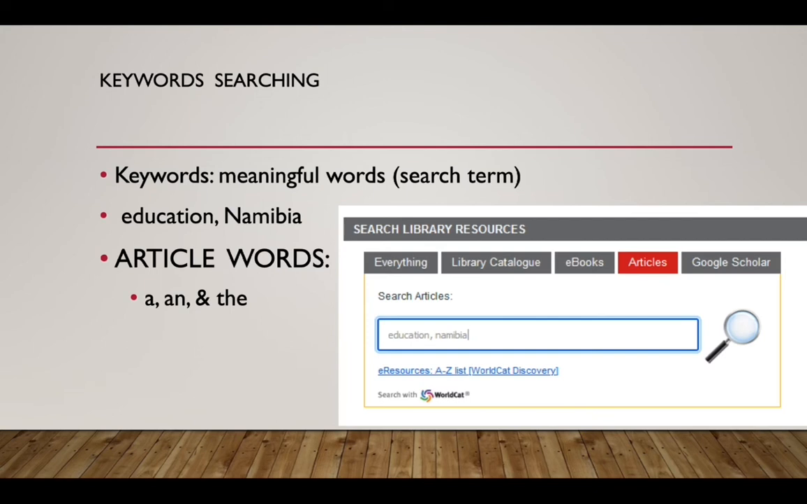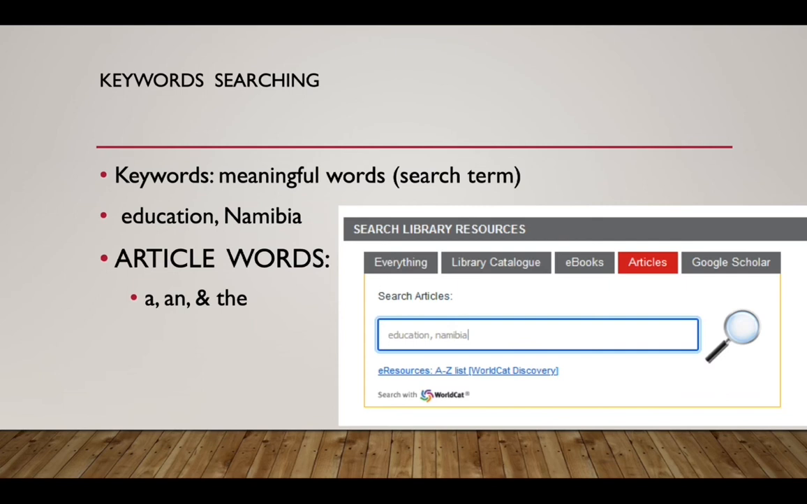A keyword is simply meaningful words which make up your search term. Now, let's say we're looking for information on education in Namibia. The keywords here will be education and Namibia. Looking at our library catalog search box here, look how I have entered these two keywords. I have separated them with a comma. You are instructing the database to find information or publications that discuss education, and that is from the Namibian context only.